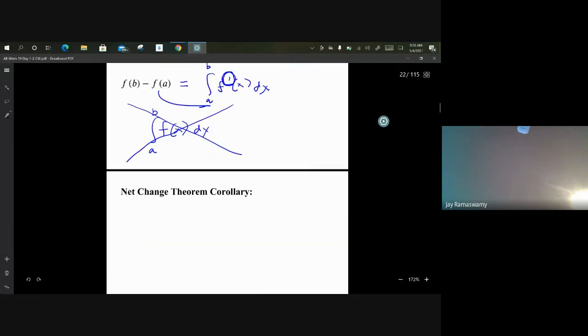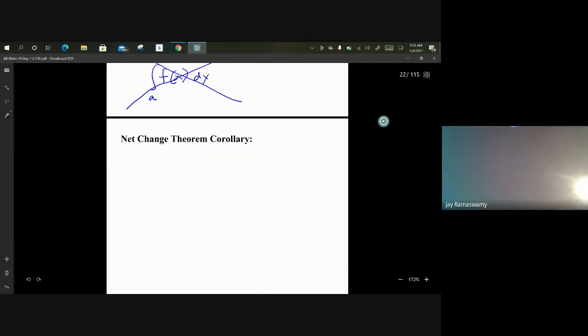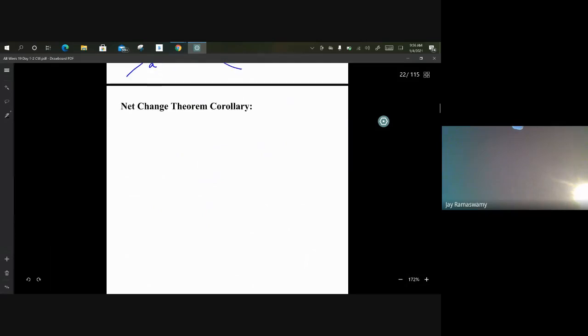Okay, the next thing is something called the net change theorem corollary. Okay, write that down. Again, it's an English word that's pronounced corollary. The word corollary just means consequence.